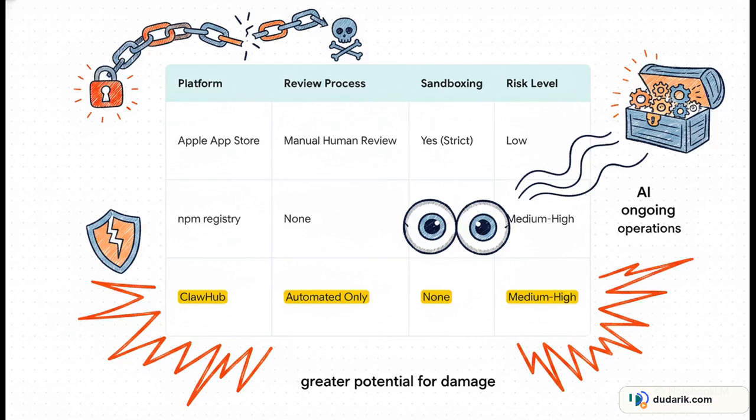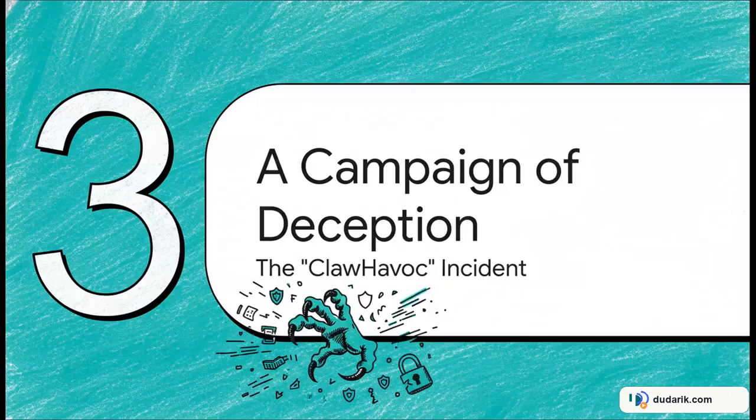But here's the thing that makes it even scarier. An AI agent's skills can be running 24/7 in the background, watching everything your agent does. That just cranks up the potential for damage way higher. And hey, this isn't just some theoretical what-if scenario. Nope. In February 2026, this risk became very real in a big, coordinated attack they called ClawHavoc.